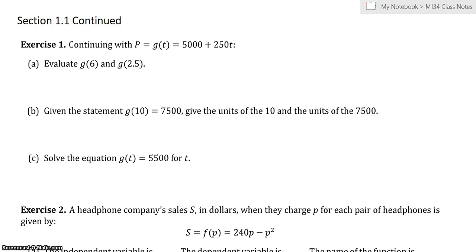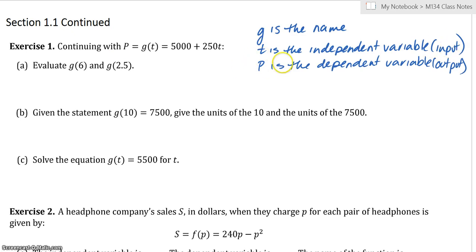In this video, we're going to start with exercise 1 from section 1.1, which is on page 13 of your class notes booklet. And we're going to continue with the same function that we worked with in example 1 from the last video. P is equal to g of t, which is how you say that. G, if you remember, is the name, t is the independent variable, and p is the dependent variable. T is also known as the input and p the output.